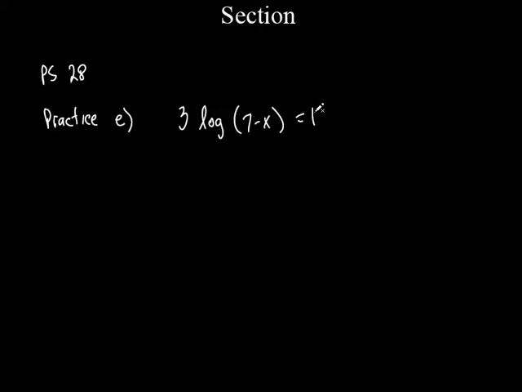So let's do this. What we want to do is solve for x, find what x is equal to. First thing I'm going to do is get rid of this 3. This 3 is being multiplied by all this stuff. Just like in a regular algebra problem, how would you get rid of something that's being multiplied? You divide it. So I divide by 3, so I get a 1/3 over here. So I'm going to get log of 7 minus x equals 1/3.